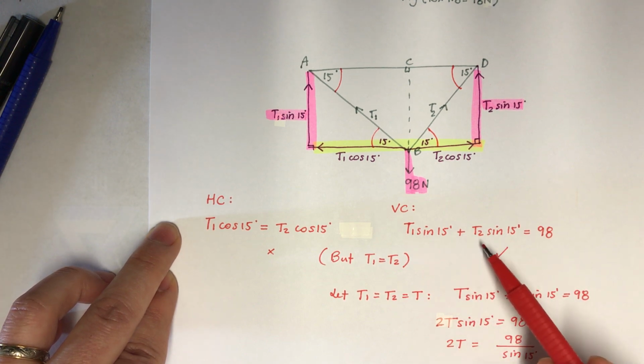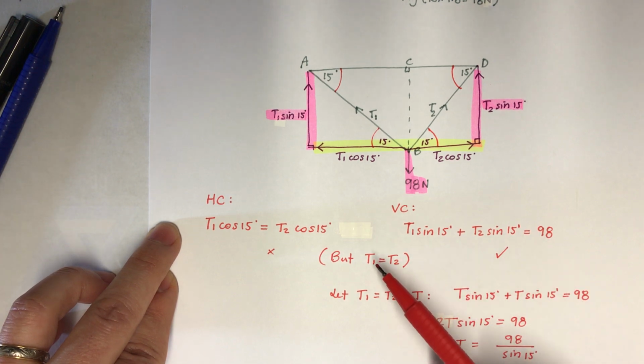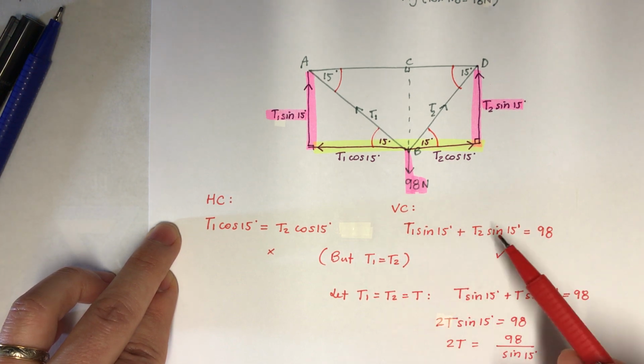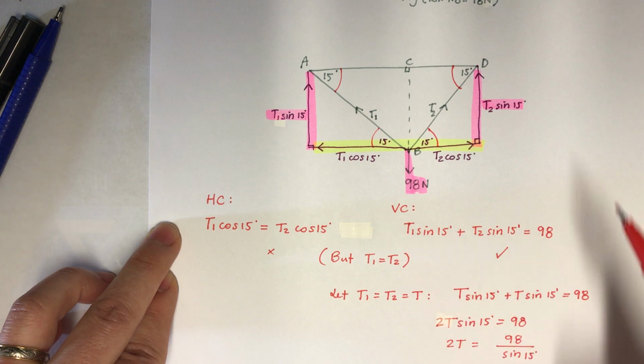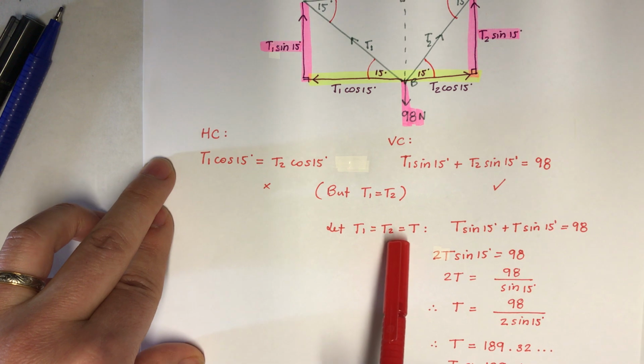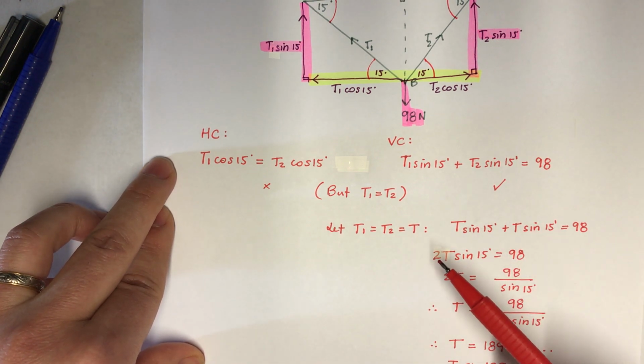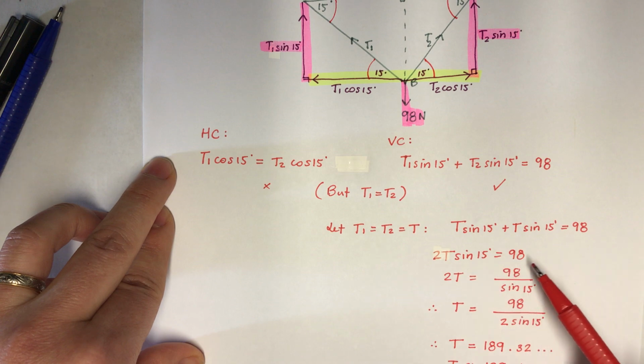So T1 sine 15 plus T2 sine 15 equals 98. And we know that T1, T2 are the same force, because they're one rope. So let T1 equals T2 equals T. Let's just make it common. And that will give us 2T sine 15 equals 98.